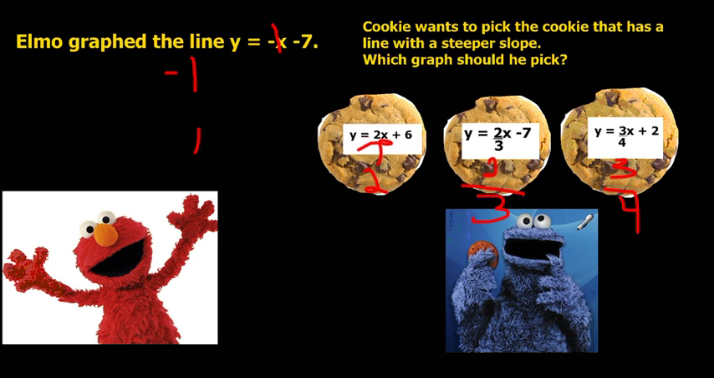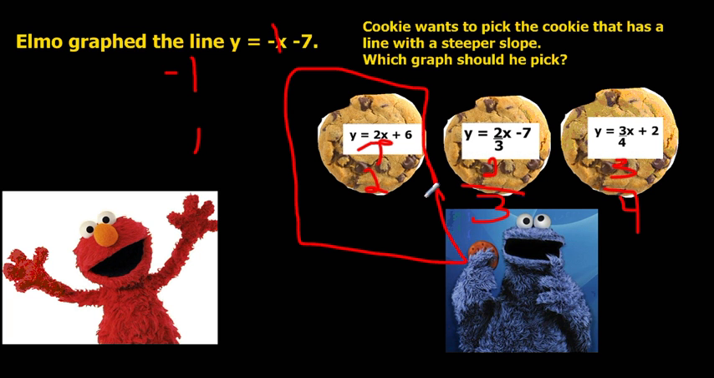And Cookie, what do you think? Number 1. And Cookie is correct! The first cookie is the slope that is bigger than Elmo's. So Cookie is the winner.